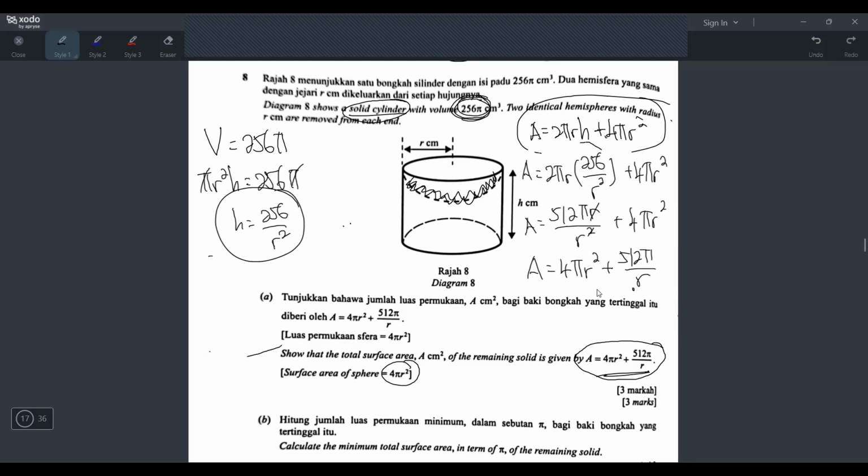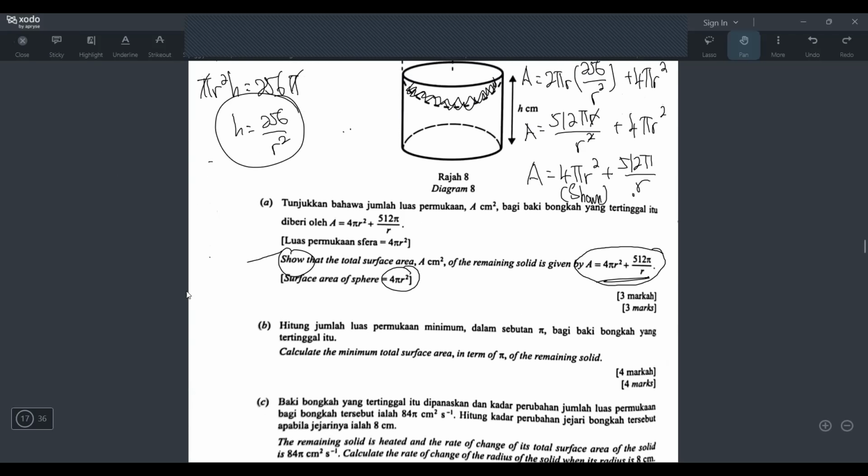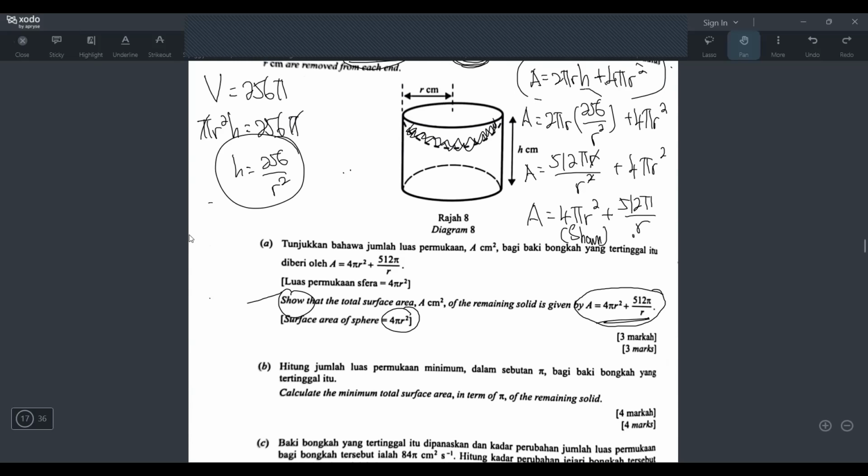Okay, so yeah, it's already the same. Now we can write "shown", because they want me to show that the surface area is this one, right? So yeah, it's already the same, so we can write the word shown. Okay, that's all. Now we can do question B.